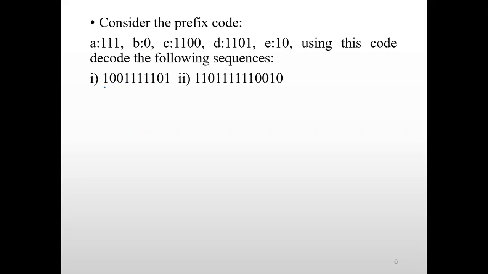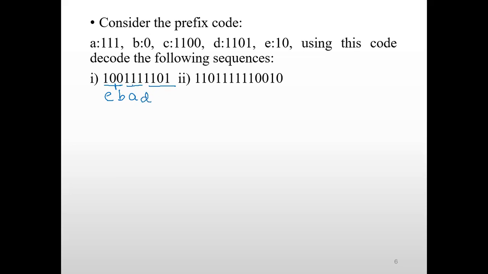Here, if you consider the first digit, it is 1, but 1 does not match any of the codes. So if you consider 10, then it can be decoded as E. Next we have 0, that is B. Then 10 is E and 0 is B, and 111 can be replaced with A, and finally we have 1101, which is replaced with D.